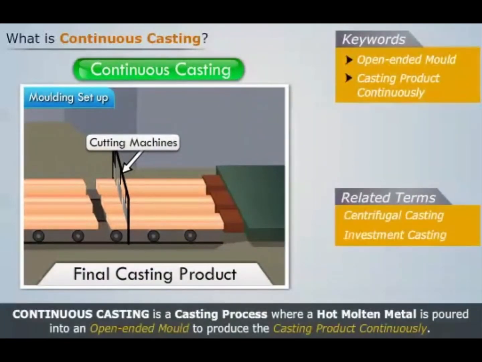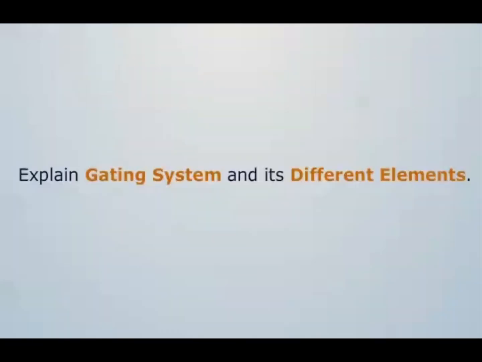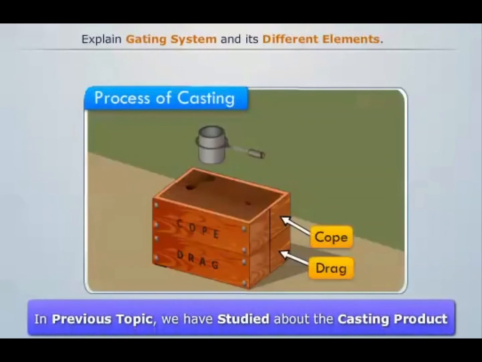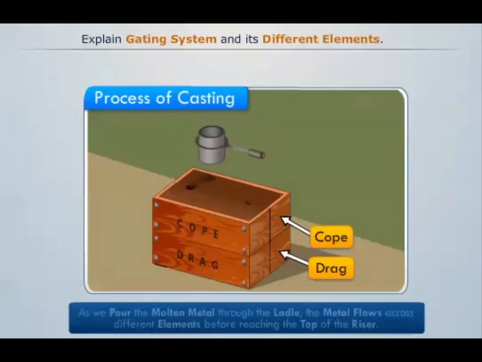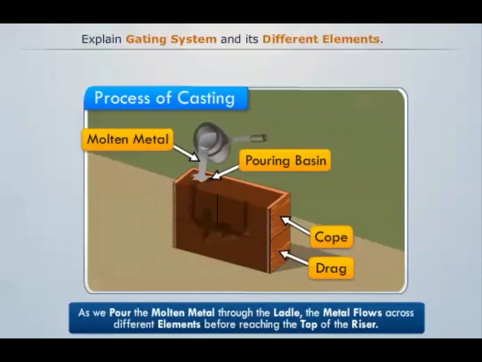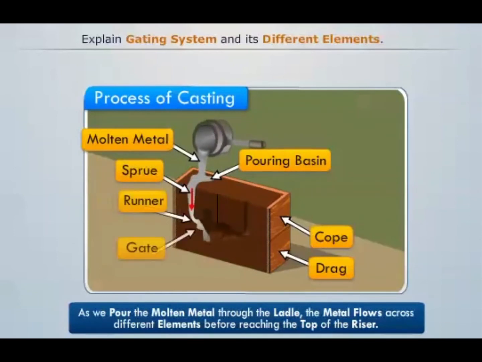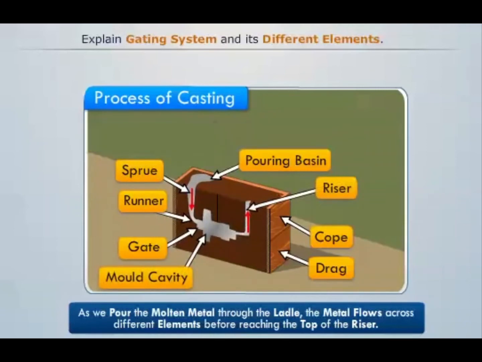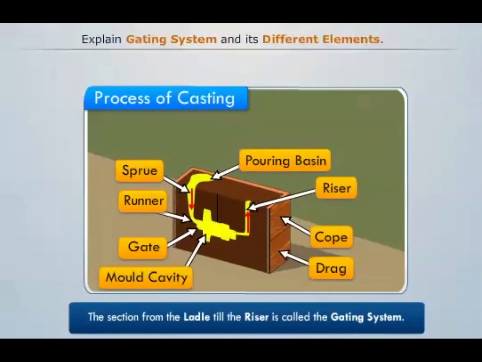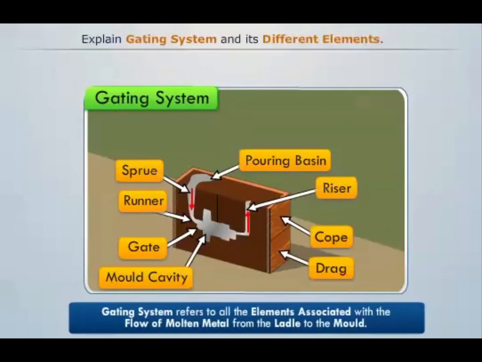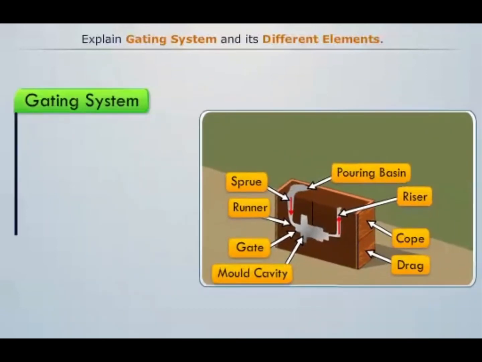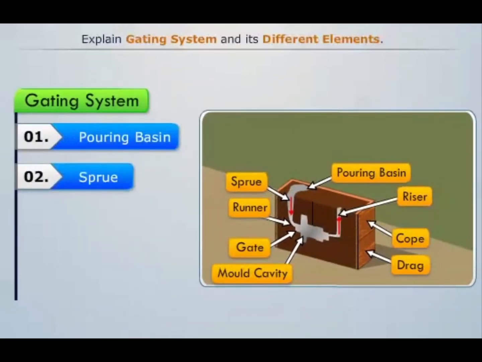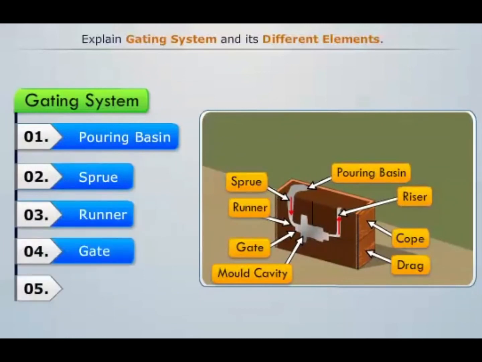Related terms are gating system. We know that in casting, as we pour the molten metal through the ladle, the metal flows across different elements before reaching the top of the riser. The section from the ladle till the riser is called the gating system. Thus, gating system refers to all the elements associated with the flow of molten metal from the ladle to the mold. The different elements associated with the gating system are pouring basin, sprue, runner, gate, and riser.